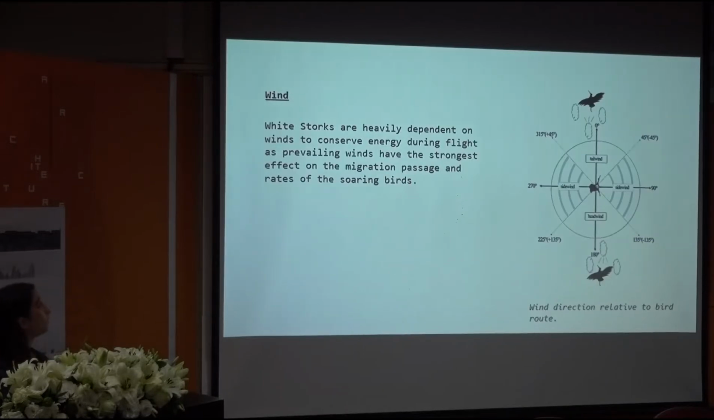White storks are heavily dependent on winds to conserve energy during flight because prevailing winds have the strongest effect on the migration passage and rates of soaring birds. This diagram shows that white storks, or migratory birds in general, depend on the headwind and tailwind to assist in the migration. The headwinds are parallel to the bird but going against it, so they inhibit a migratory route. And then you have the side winds, which are perpendicular to the migratory route of the bird.